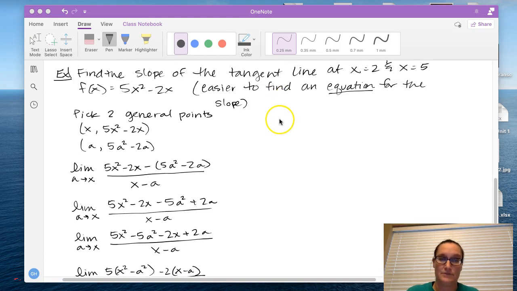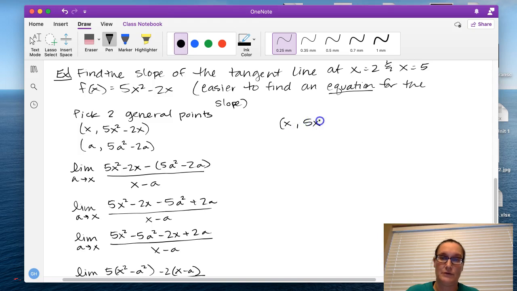All right, the h's. So we start out the same way. We need 2 general points. One of them is going to be x, comma, the function. The other one is going to be x plus h, because we're going to, oops, not b, h. Because we're going to go just a little bit away from x. All right, h is a little bit away. And then our y coordinate is going to be the function with x plus h plugged in. All right, so we're doing f of x plus h.